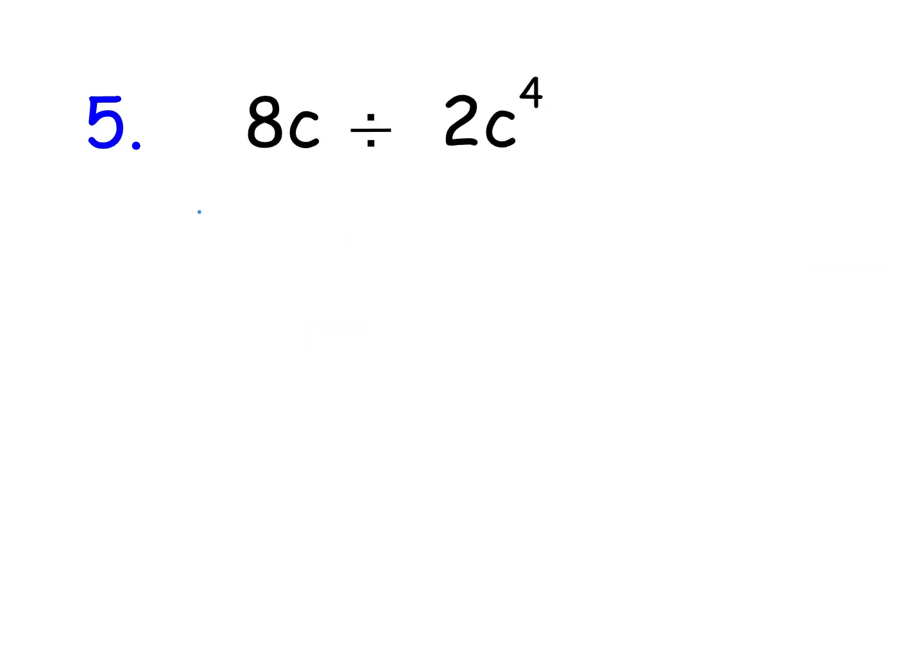Another one, this is divide. So 8 divided by 2 is 4. Remember, this is a secret power 1. And when we're dividing, we're subtracting the powers. So we've got 1 take away 4, which is minus 3. And to write that positively, you'll take your c below, and it will become c cubed.